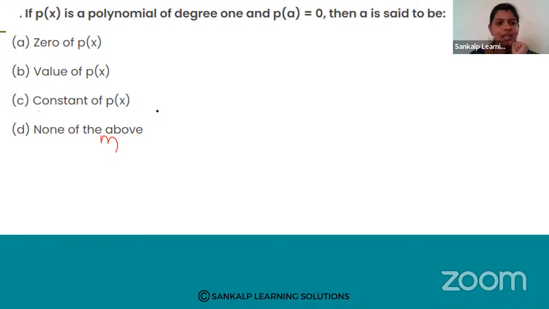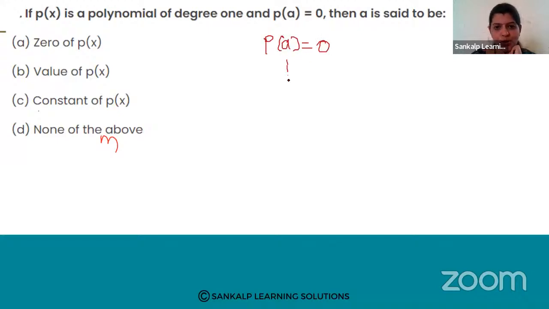If p of x is a polynomial of degree 1, degree 1 means it is a linear polynomial. And p of a is equal to 0, then a is said to be whether it is a zero of the polynomial p of x, value of p of x, constant of p of x, or none of the above. Which one is correct here? P of a is equal to 0.